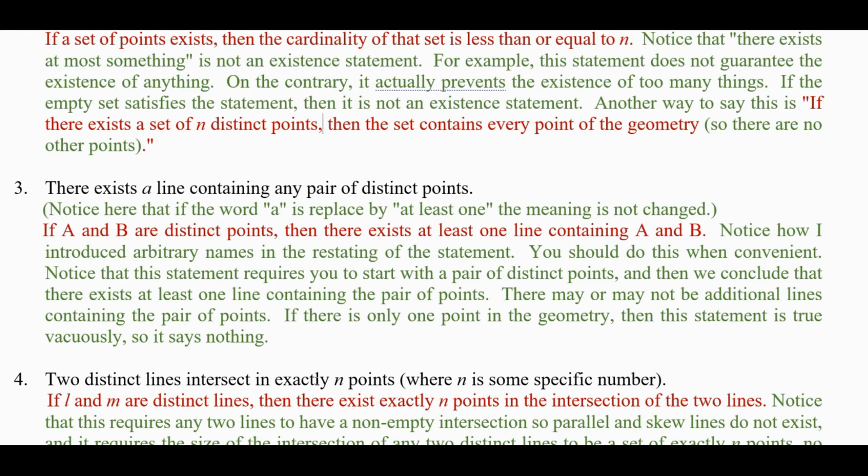If there's only one point in the geometry, then this statement is true vacuously, so it says nothing, right? If you don't have 2 points, this doesn't tell you anything. But if you've got at least 2 points, or if you've got 2 distinct points, then there is a line containing them.